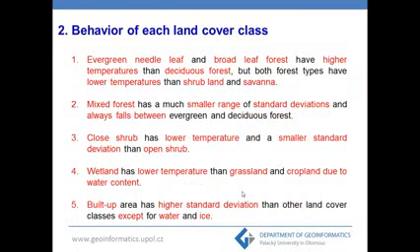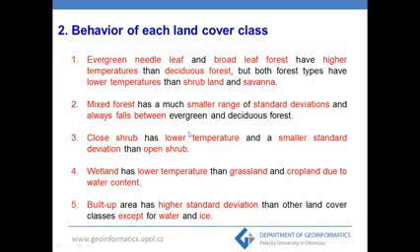So the second result is where I wanted to know the behavior of each land cover class. As in the graph you see that evergreen needle-leaf and broadleaf forest have higher temperature than deciduous forest, but both forest types have lower temperature than shrub and so on. Mixed forest has a much smaller range of standard deviation and always falls between evergreen and deciduous forest. Closed shrub has lower temperature and a smaller standard deviation than open shrub, and wetland has lower temperature than grassland and cropland due to water content.